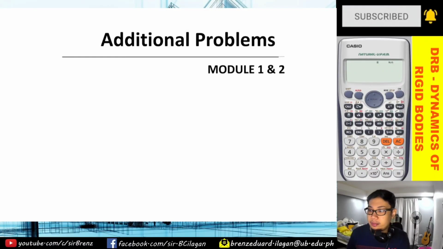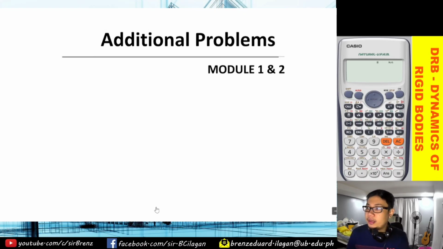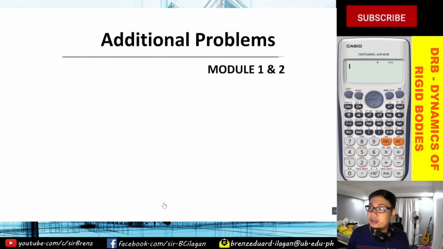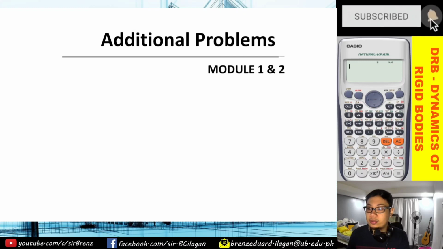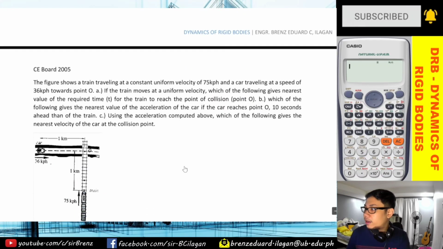Alright guys, so additional problems tayo for Module 1 and Module 2. Again, this is for the topic of rectilinear translation and free-falling bodies. And yung Module 2 natin is the variable acceleration motion. Alright, so let's start with problem number 1.